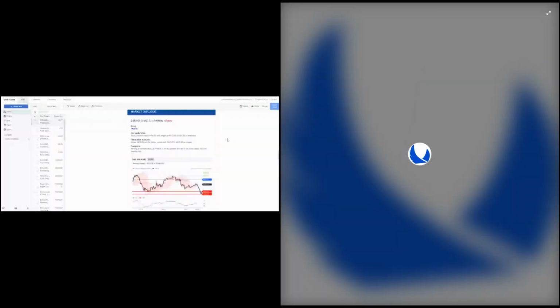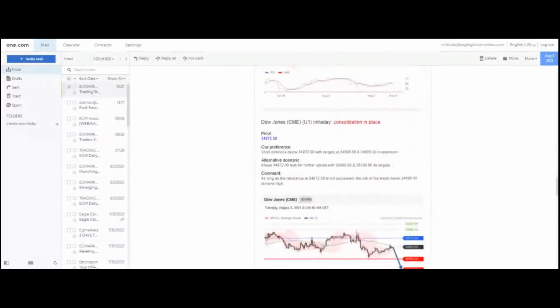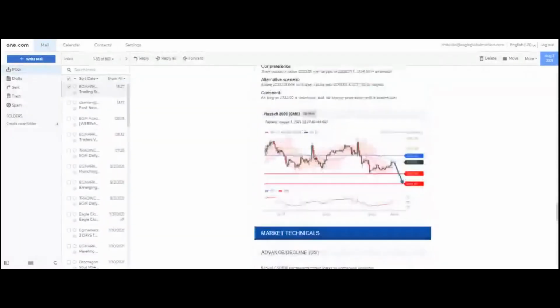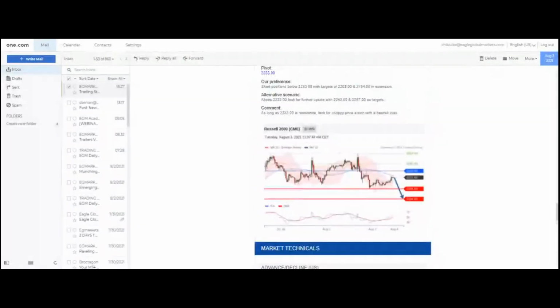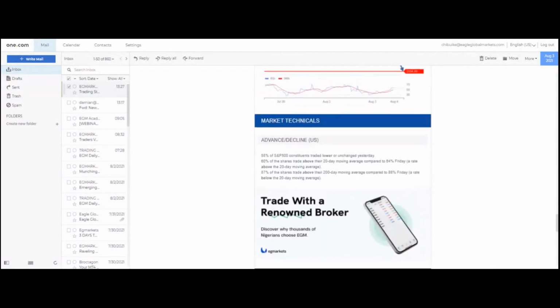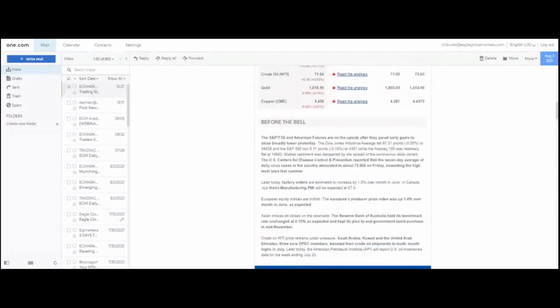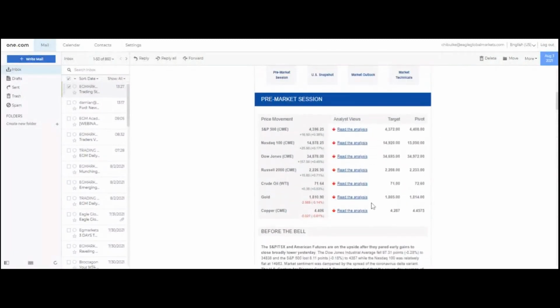Let me share my screen, the email, so we can check another financial instrument. Now that we've checked S&P, let's find one that has clear direction, not consolidation. Let's go back up. We'll find one here. You can find one also under the pre-market session. So let's look at crude oil and gold.